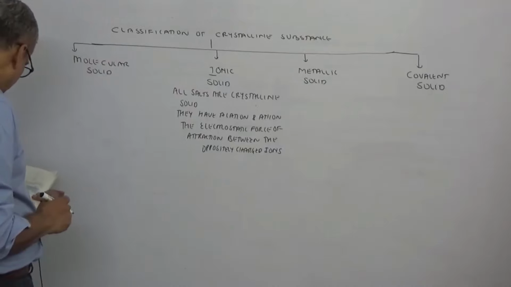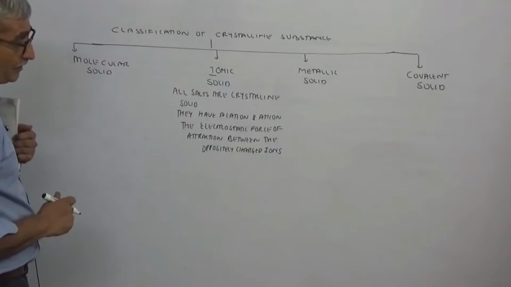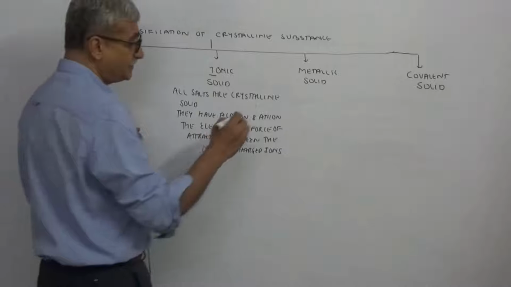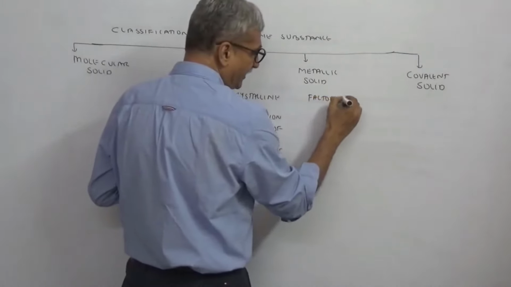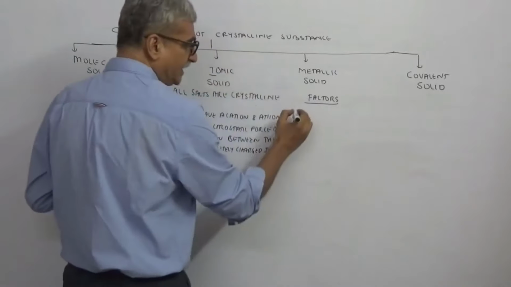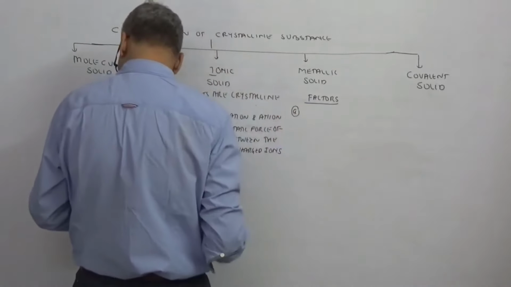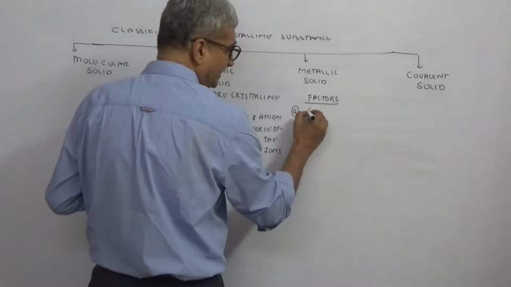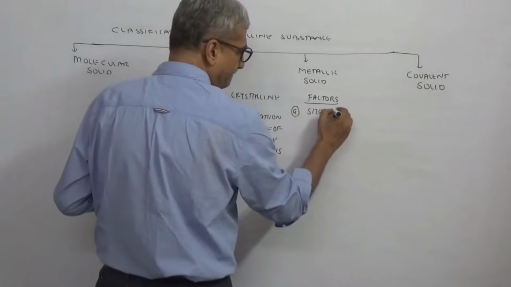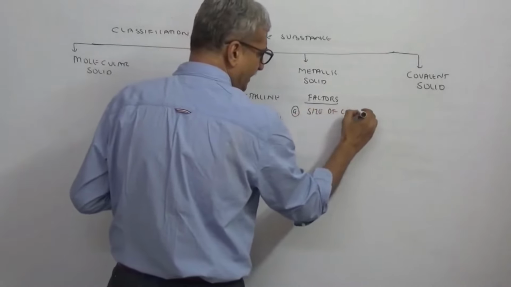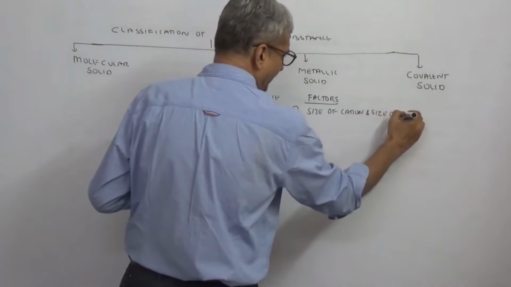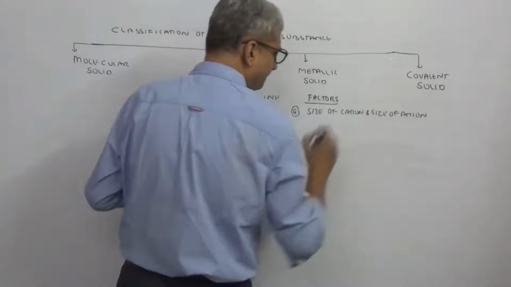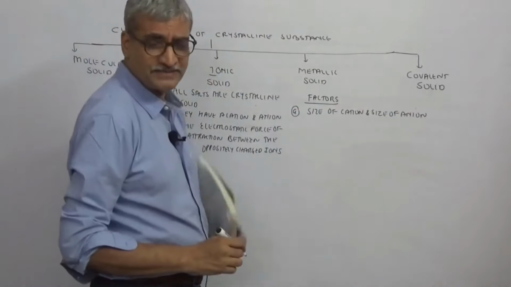Now, what are the factors on which this is dependent? Factors affecting this: 3 factors. A, first of all, size of cation and size of anion. You'll say, sir, what does it mean? How does it make a difference?